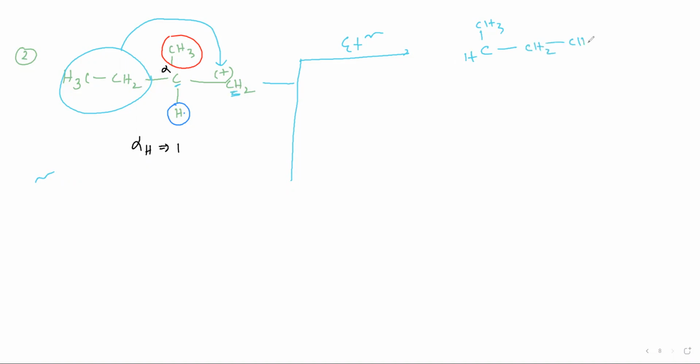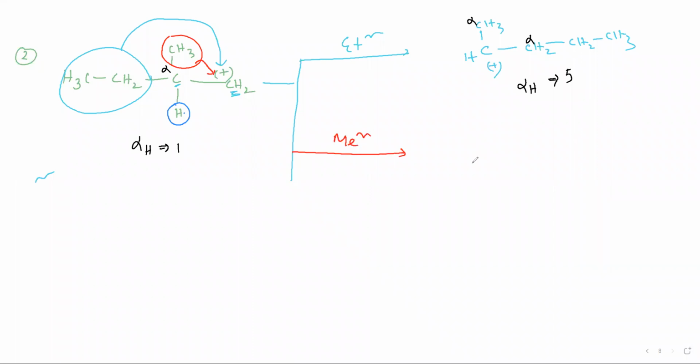So just write down ethyl group means CH2, CH3, and positive charge comes here. Just write down the alpha H. This one is alpha carbon. This one is alpha carbon. Alpha H value is 5. Okay. Is it clear?